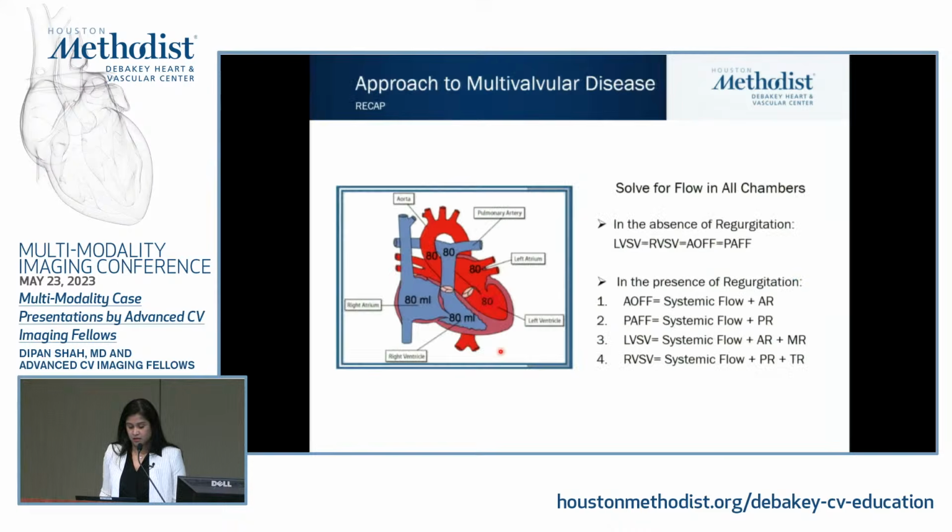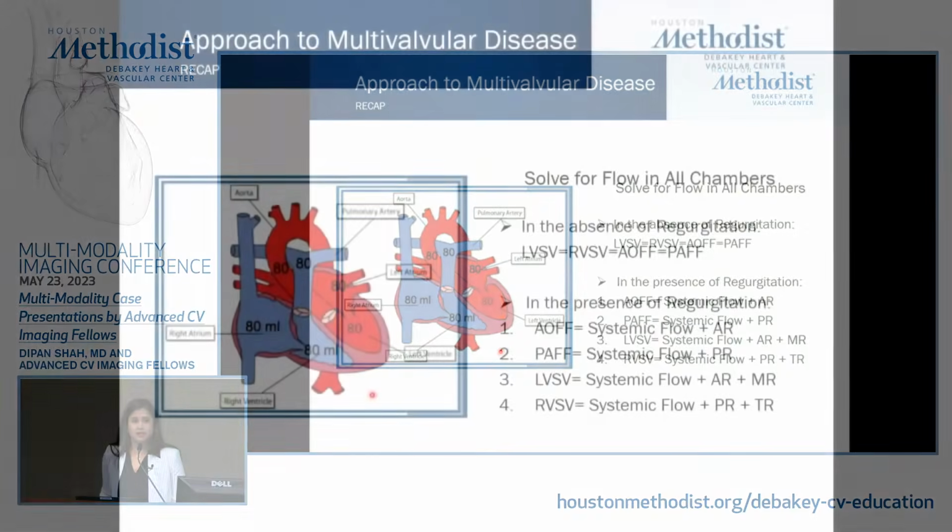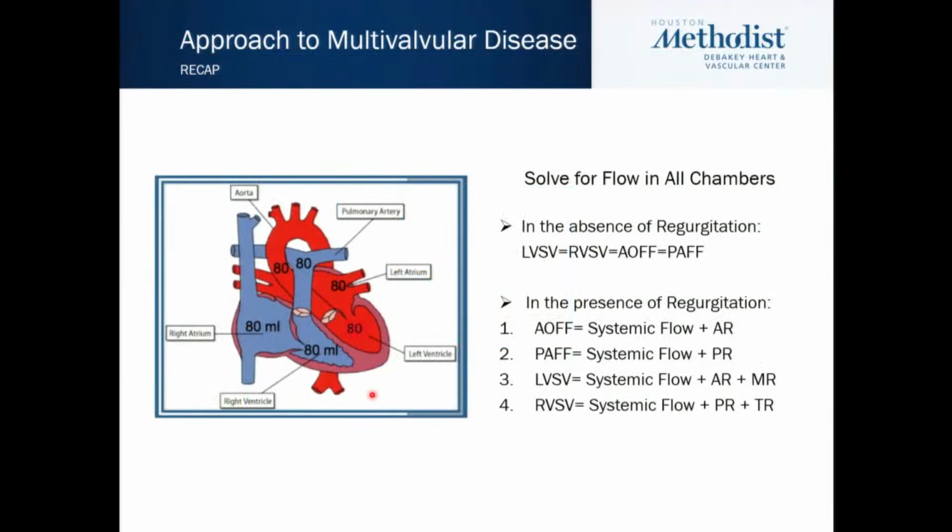for that. So going back to what Dr. Little and Dr. Shah taught us during the multivalvular disease conference we had previously, it's important to keep in mind these two principles before we start calculating and putting numbers in there. We want to solve for flow in as many chambers as we can. And the first principle, the main thing is, in the absence of any significant regurgitation, your LV stroke volume, RV stroke volume, aortic forward flow, and PA forward flow are all the same.